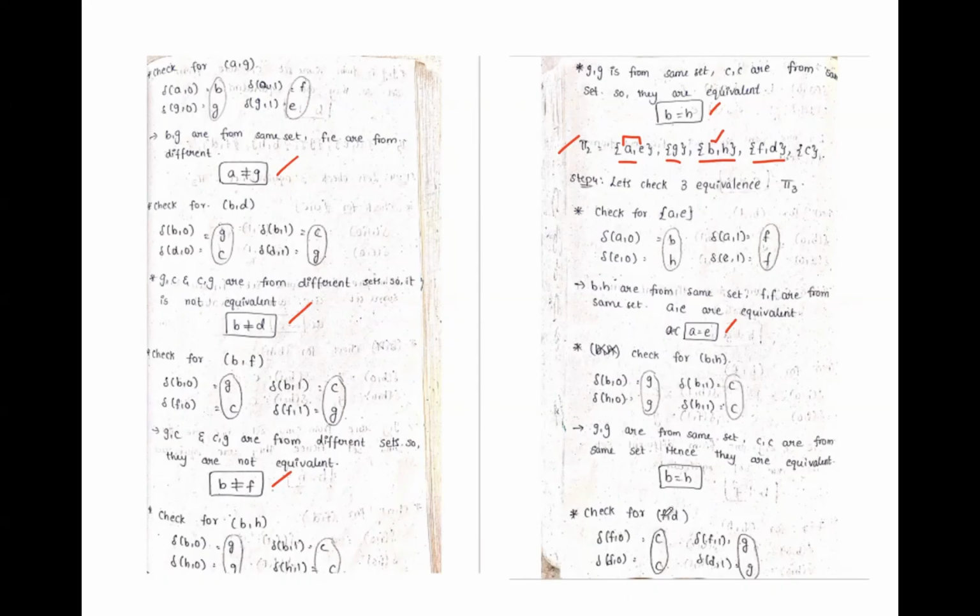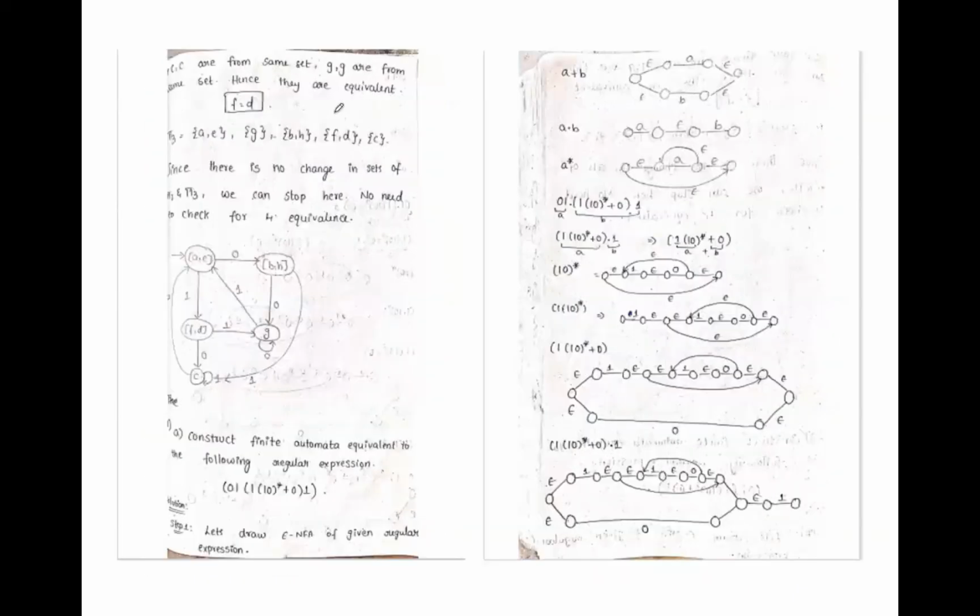And the third case, F comma D. So we got both CC as well as both GG. So again, we can say that F is equivalent to D. So pi 3, we got pi 3 as the same one, which is equivalent to pi 2. So since there is no change here and pi 2 is equivalent to pi 3, we can stop the process at this point. And no need to check the 4 equivalence case. Finally, you can draw the transition diagram for these states.